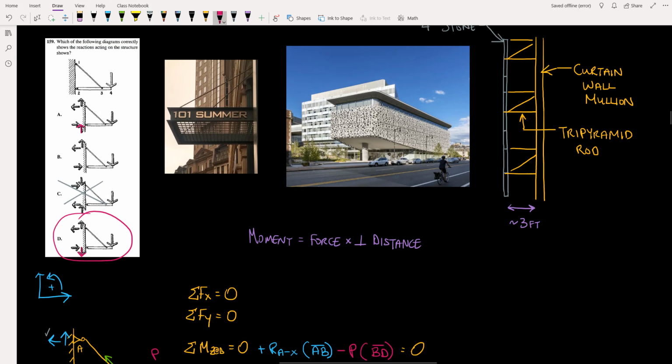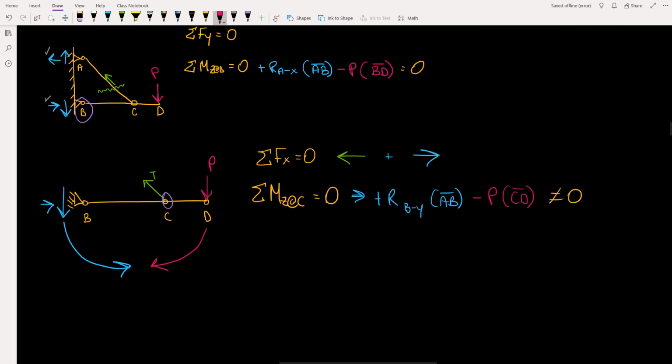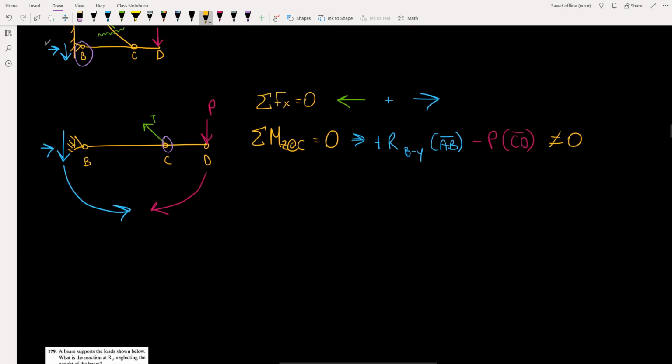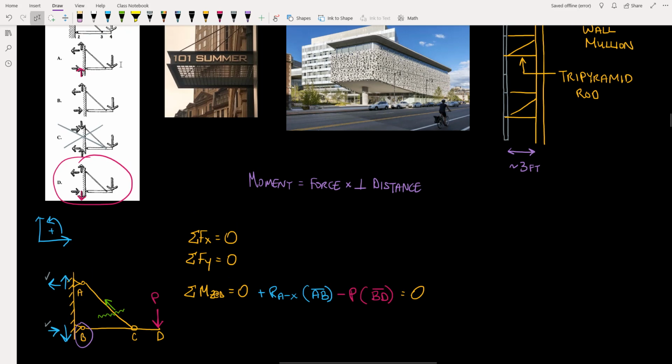Of course, it's important to note that if this diagram were drawn as a triangle like this, with the point load applied right at the tip of the triangle, in other words, if joint C and joint D were at the same location, then of course the vertical reaction at B would be 0, and the answer would be B.